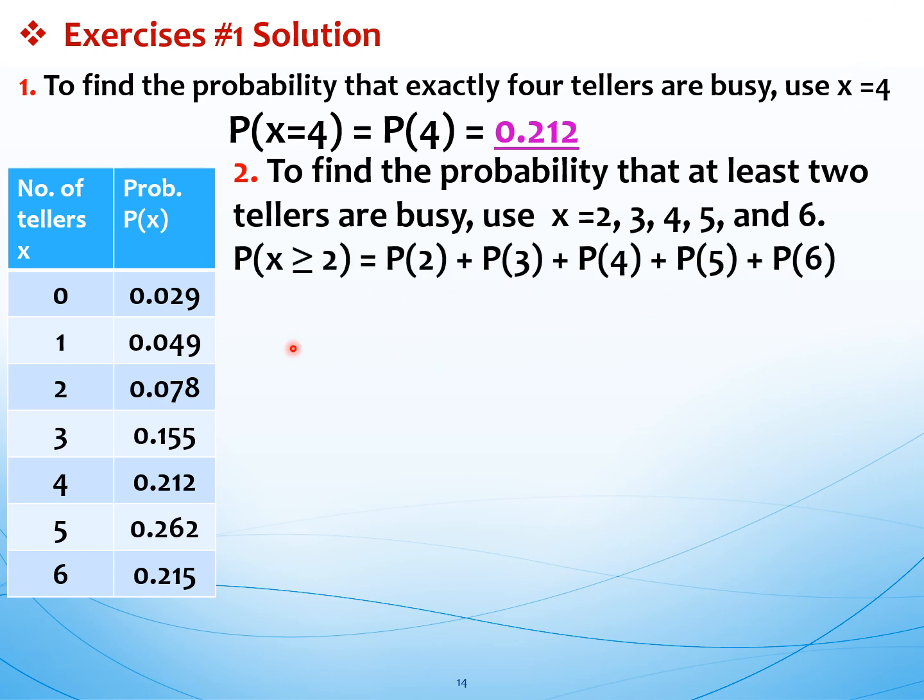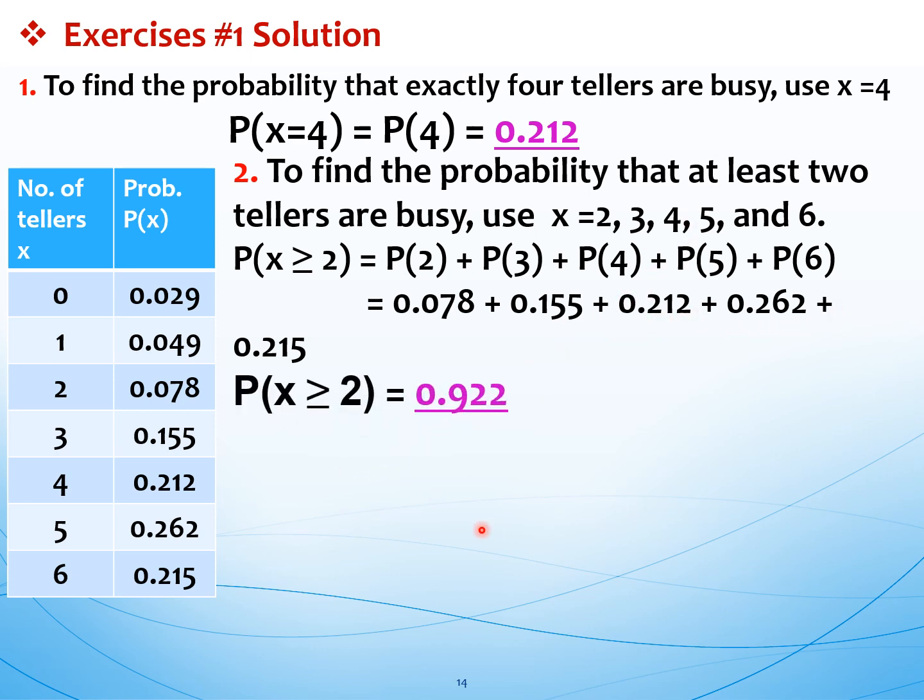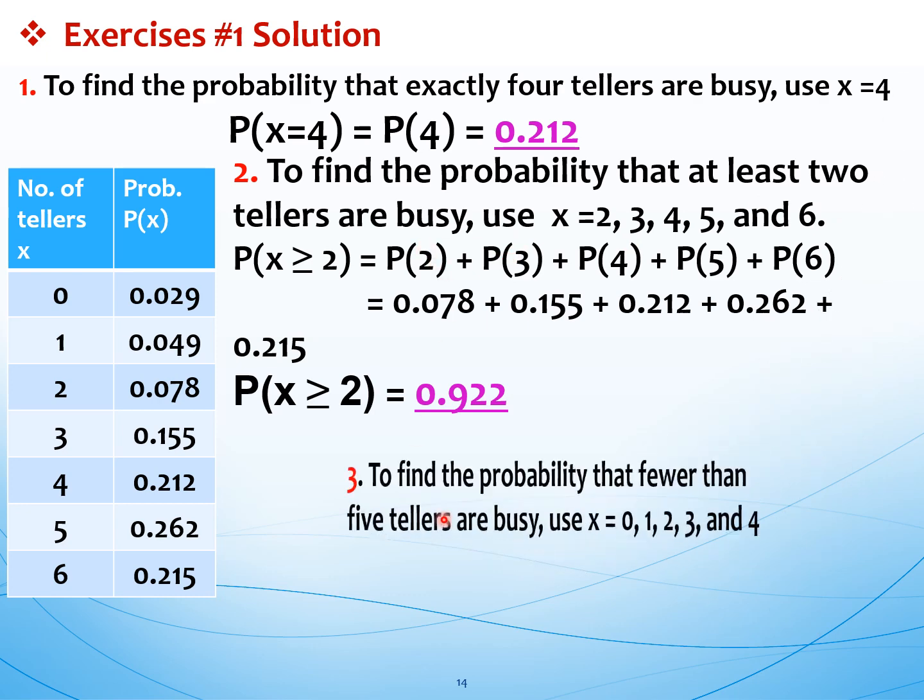So what's the solution? Of course, all probabilities that are equal to 2 and greater than 2. Okay, just add 0.078, 0.155 plus 0.212 plus 0.262 plus 0.215, so equal to 0.922. So this is the probability that at least 2 tellers are busy.